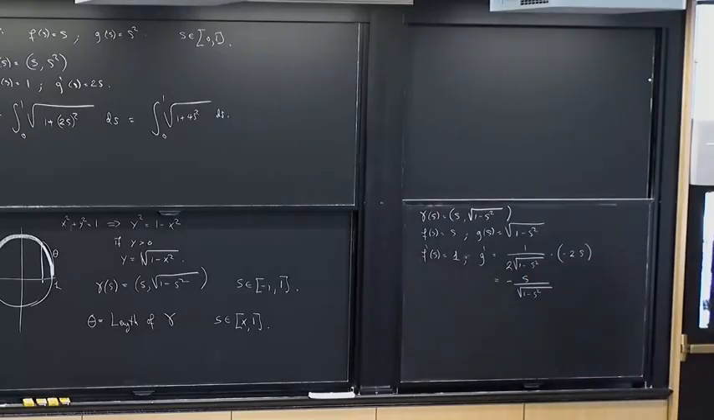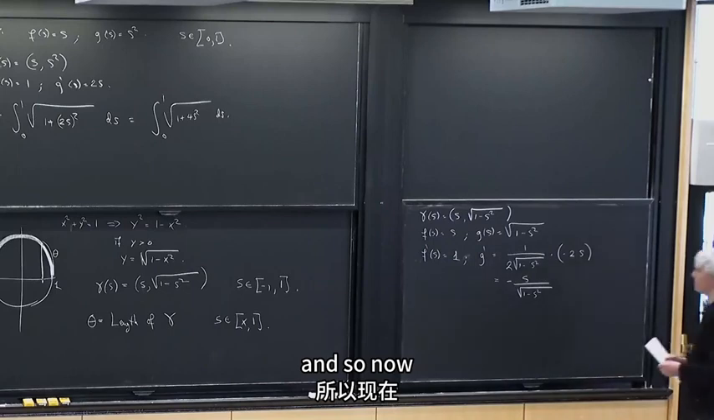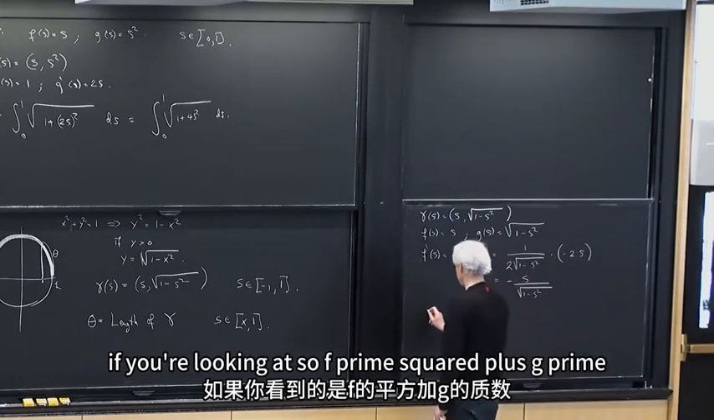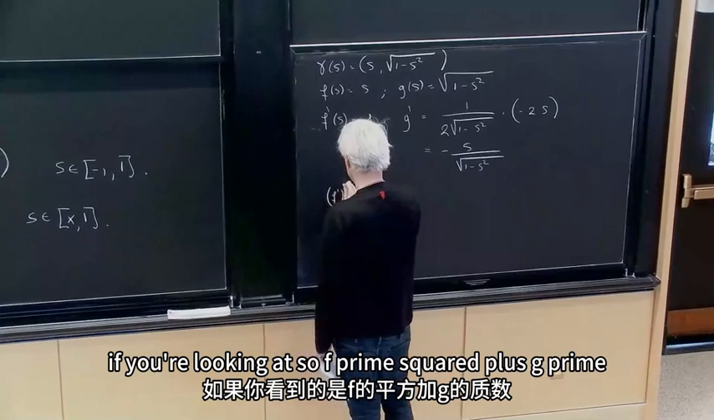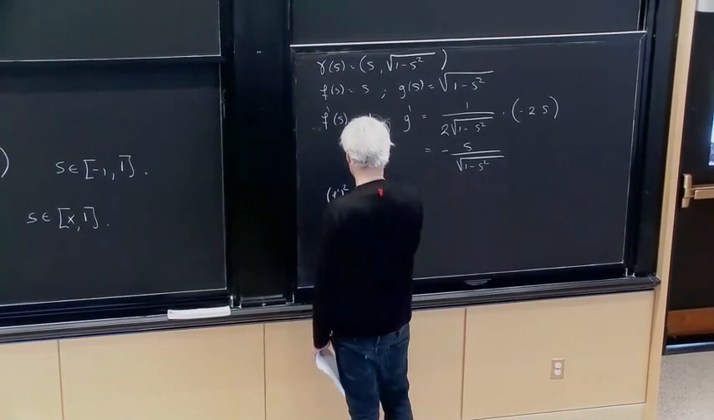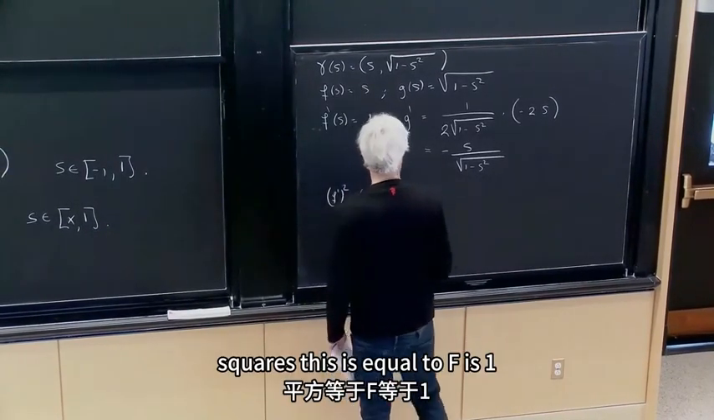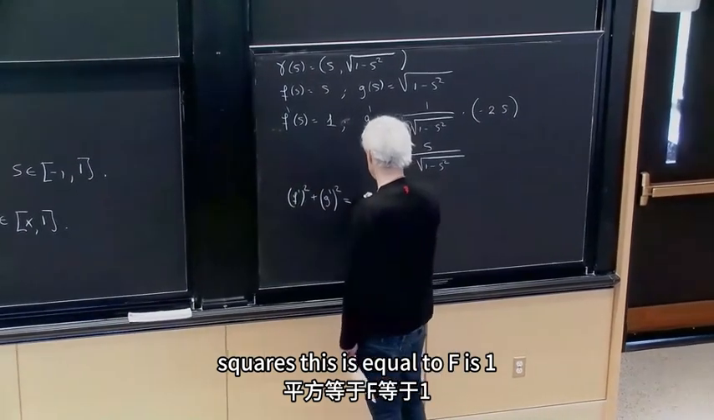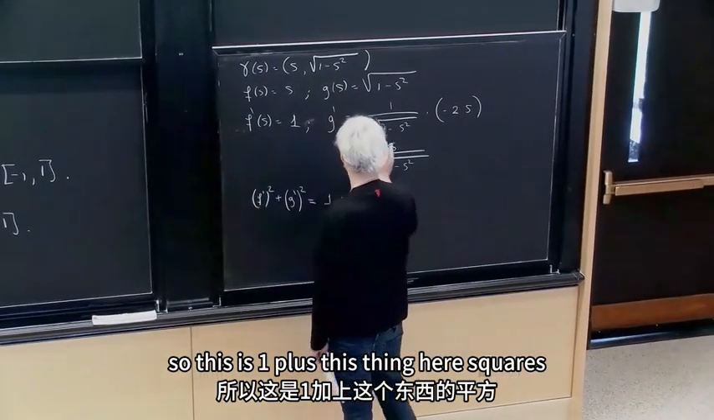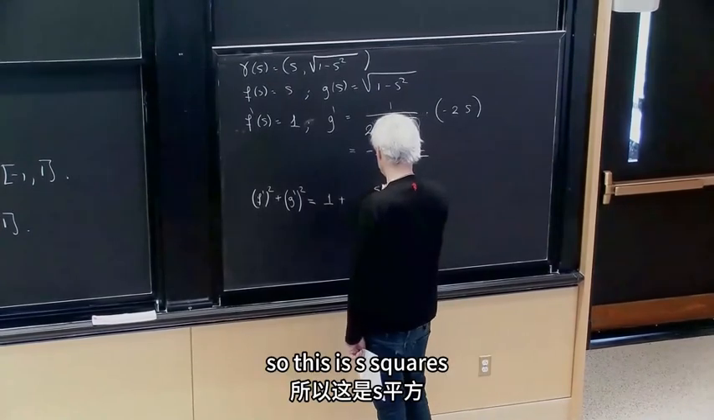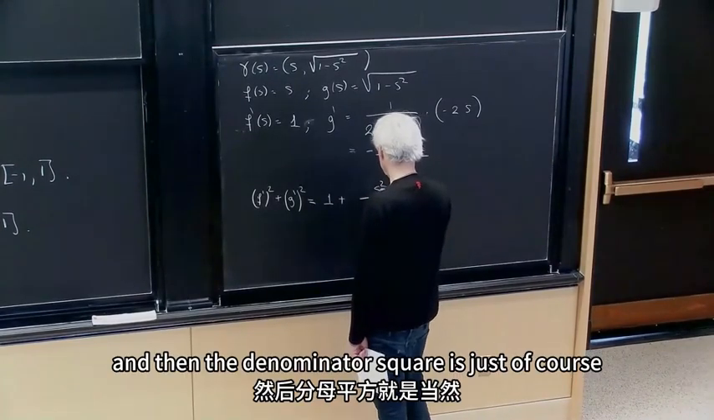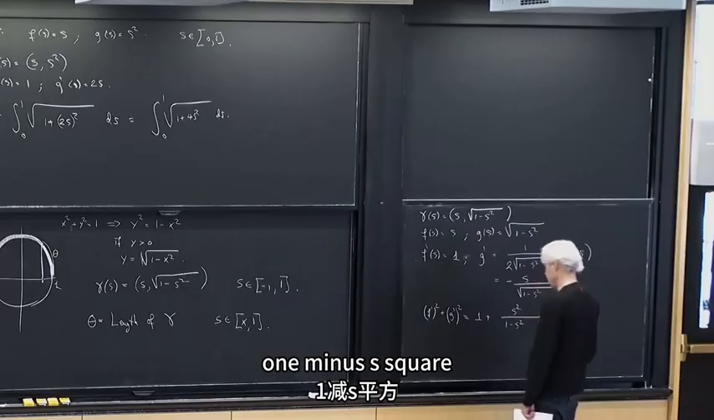Okay. And so now, looking at f prime squared plus g prime squared, this is equal to 1, since f prime is 1, plus this thing squared, so the numerator is s squared, and the denominator squared is, of course, 1 minus s squared.